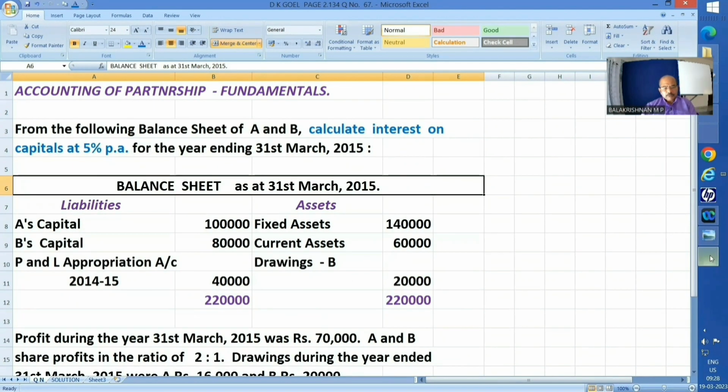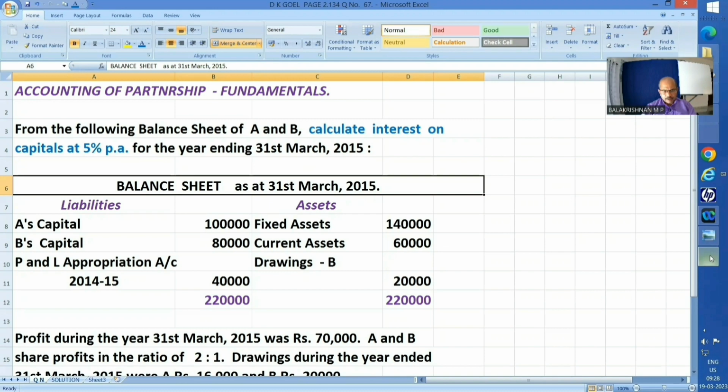So, next question of accounting of partnership fundamentals. From the following balance sheet of A and B, calculate interest on capitals at 5% per annum. That's all. The requirement is very simple. Calculate interest on capitals at 5% per annum for the year ending 31st March 2015. Balance sheet as at 31st March 2015.